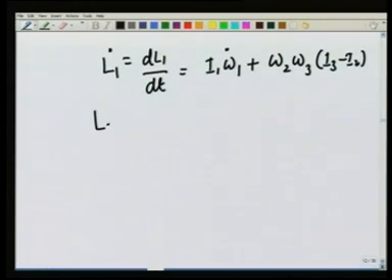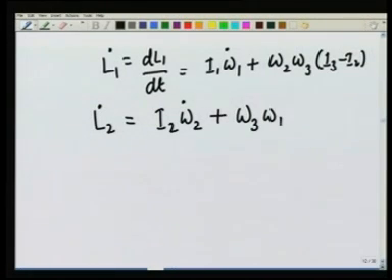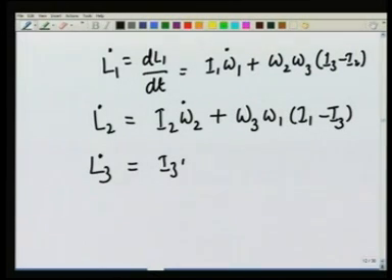Similarly, L2 dot, the change in direction 2, would be caused by change in the component of angular velocity along direction 2 plus, because L is rotating, that change anyway is caused. So, omega 3 omega 1 (I1 minus I3). Same thing for L3: it is I3 omega 3 dot plus omega 1 omega 2 (I2 minus I1).